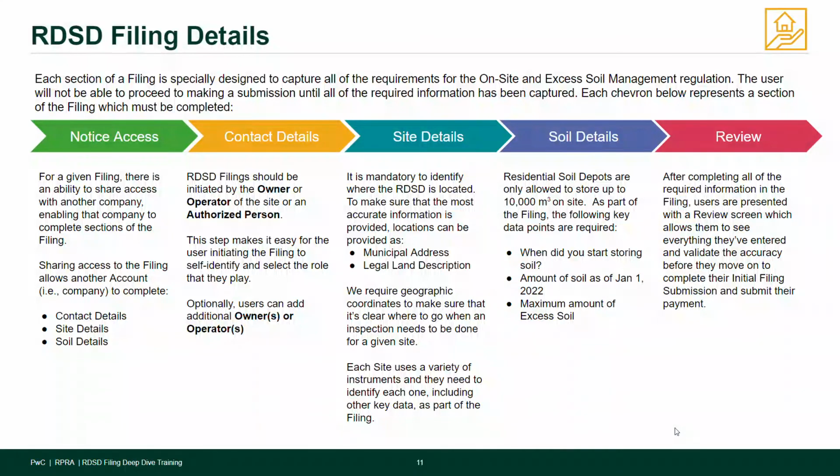Within a filing, you will see chevrons like these, which are used to mark out each section of requirements. These chevrons provide a handy reference as you progress through a filing and are also used for general navigation. For example, should you need to return to edit the details of the operator associated with the filing, you can access the contact details section directly from the review or the summary page.